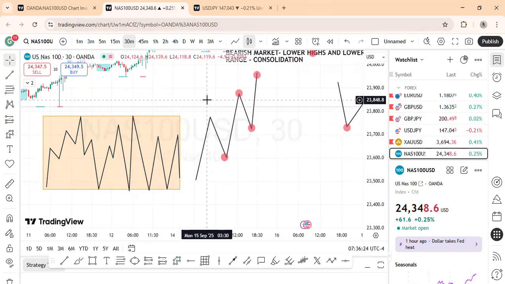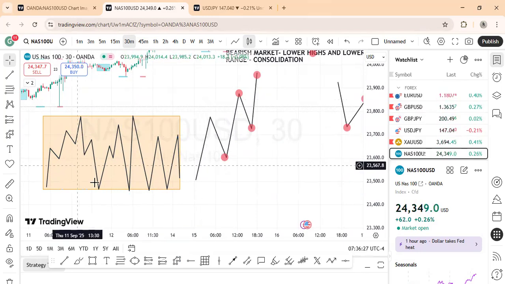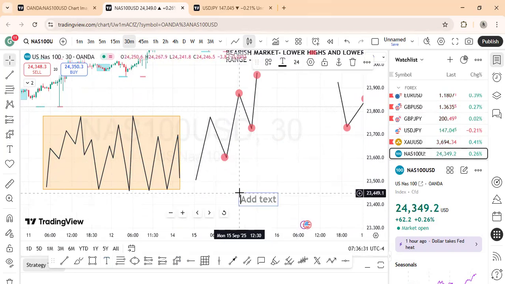Now, what do you do in this kind of market? There are two things to do. The first thing to do is to wait for a breakout. Don't trade a sideways market. Wait for a breakout, or a liquidity sweep.